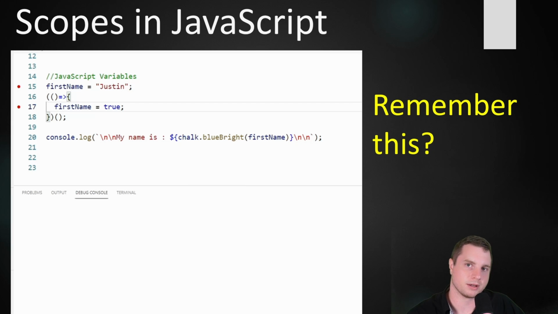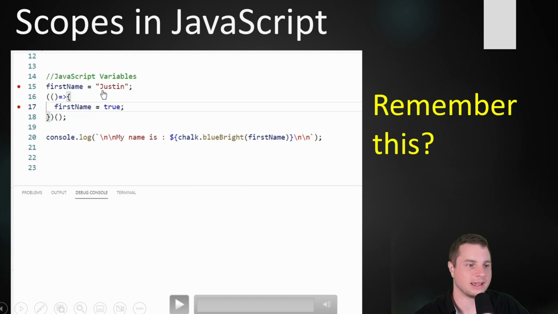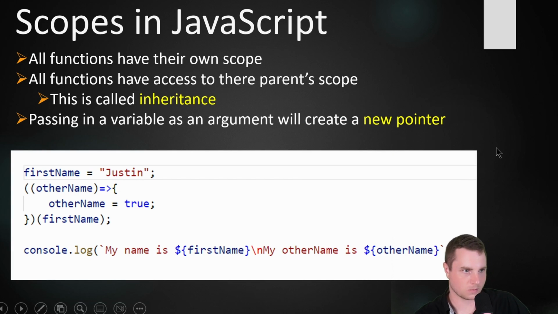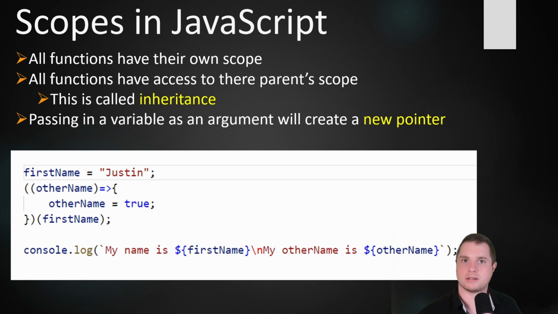That's not particularly awesome, but it highlights the problem with having global scopes because there are common names. Okay, scopes in JavaScript. I already rambled about this. Inheritance, okay?